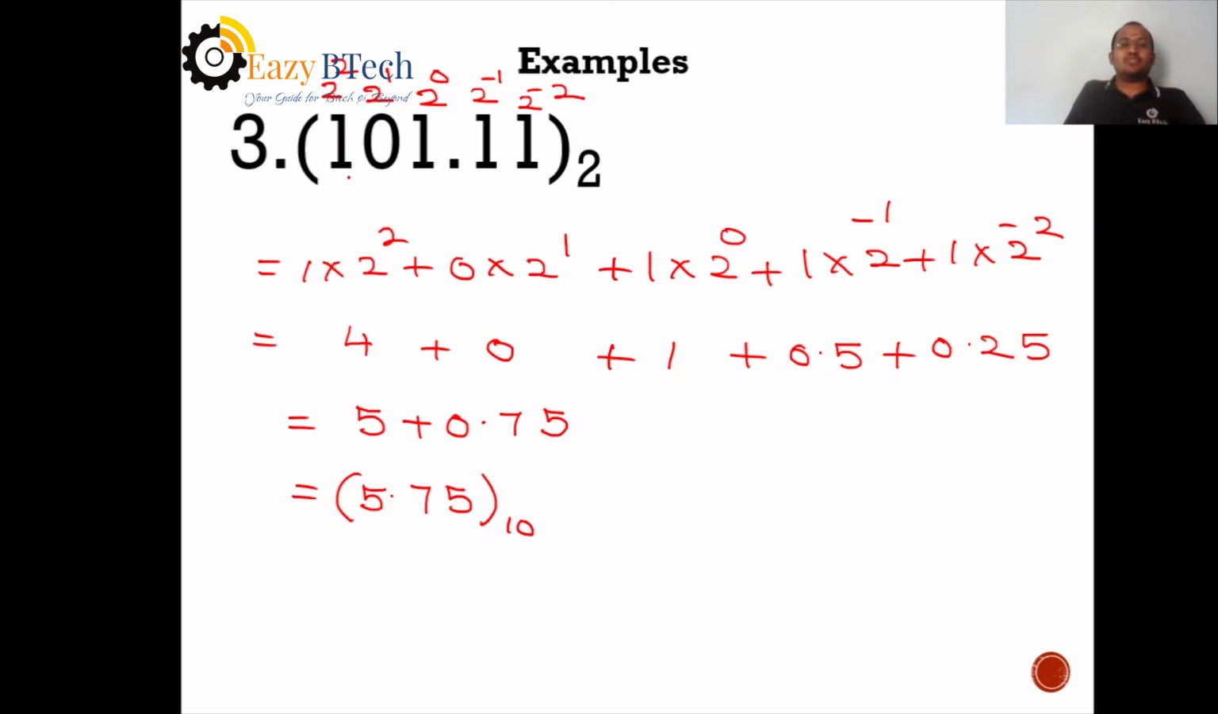Multiply the weights with respect to bits and sum all those values. We will get the corresponding decimal equivalent for the given binary number. Right? Is it clear for everyone?